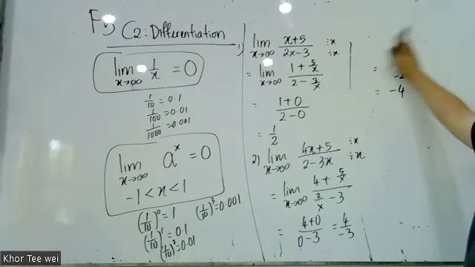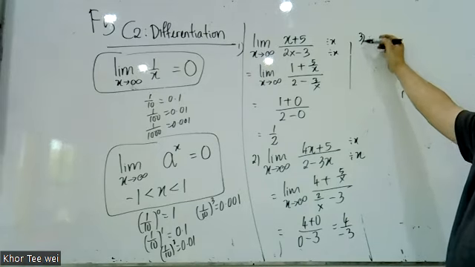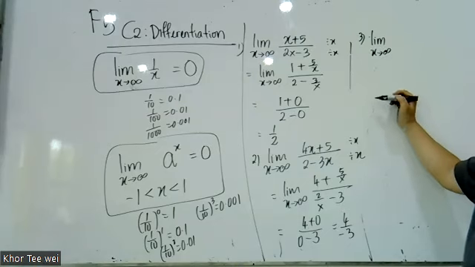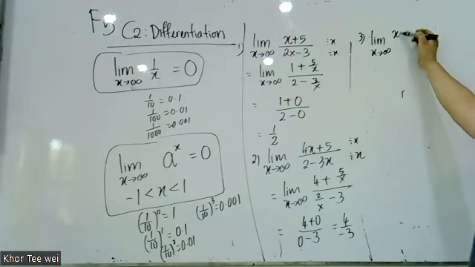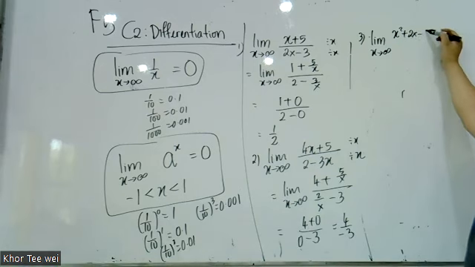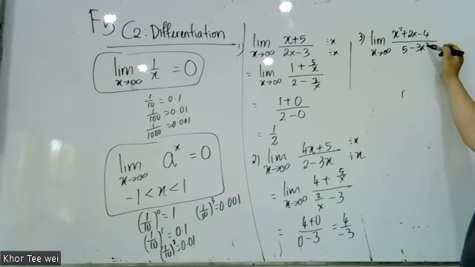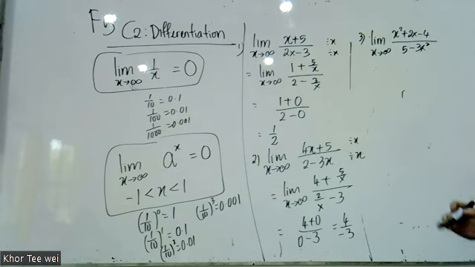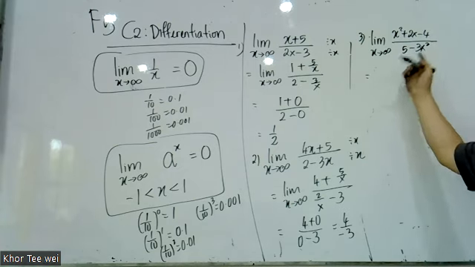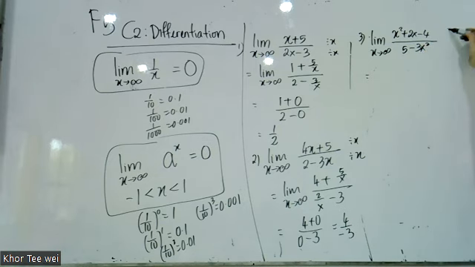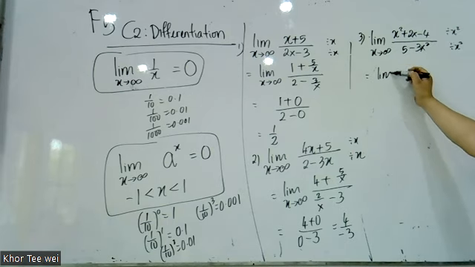Okay? So if I give you the question like this, number 3: limit x going to infinity, and then I give you x squared plus 2x minus 4 divided by 5 minus 3x. Okay, so when you see this kind of question, because the highest power now is x, not x power 2, so on top I was trying to divide by x power 2, bottom is the same divide.